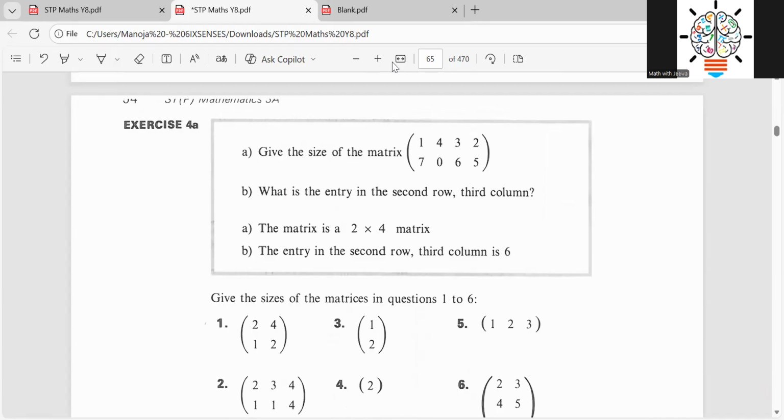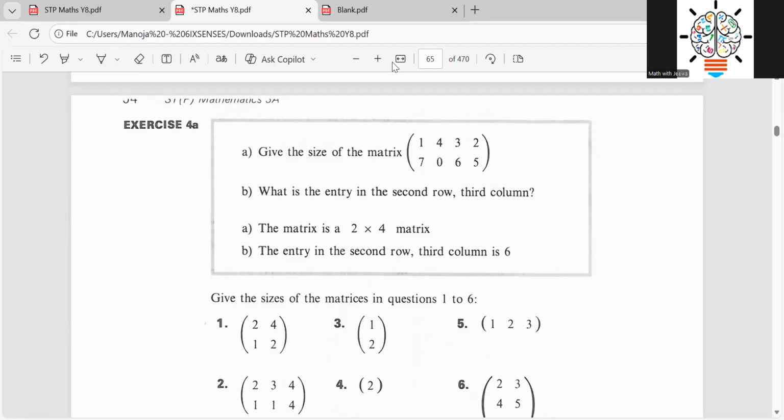The matrix is a 2 into 4 matrix. That is how you write. They have asked, so most probably you get this kind of question in paper 1, right? You know that you have limited space to write the answers when it comes to paper 1 most of the time. So how are you going to write the answer? The matrix is a 2 into 4 matrix, right?